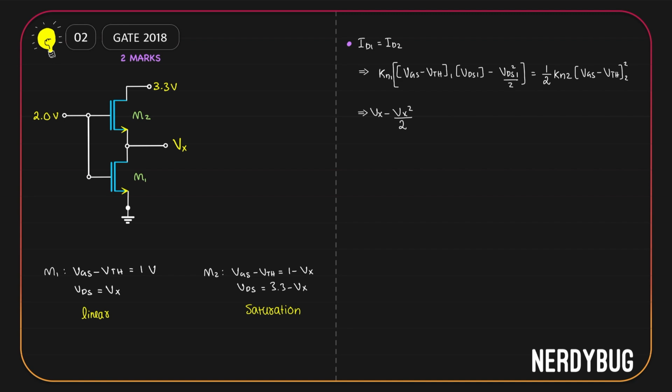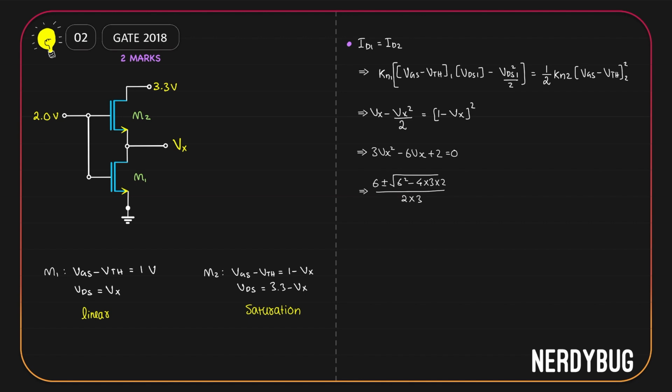On the right hand side, VGS minus VTH of the second MOSFET is 1 minus Vx. So we get 1 minus Vx whole square. This gives us the quadratic equation 3Vx square minus 6Vx plus 2 is equal to 0. We can find Vx like this. Minus b plus or minus root of b square minus 4ac divided by 2a.